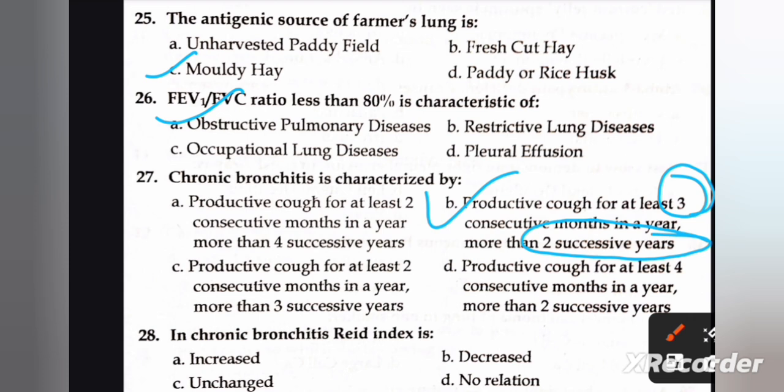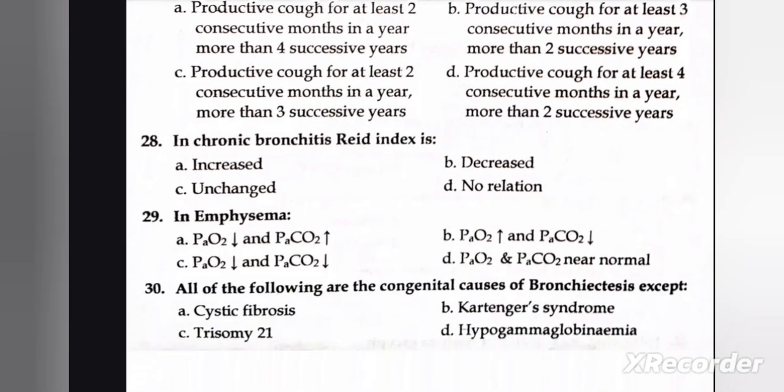The next question is, in chronic bronchitis, Reid index is A. Increase, B. Decrease, C. Unchanged and D. No relation. The right option is A. Increased.